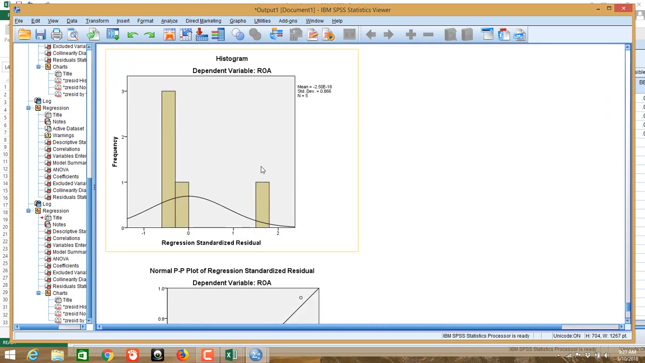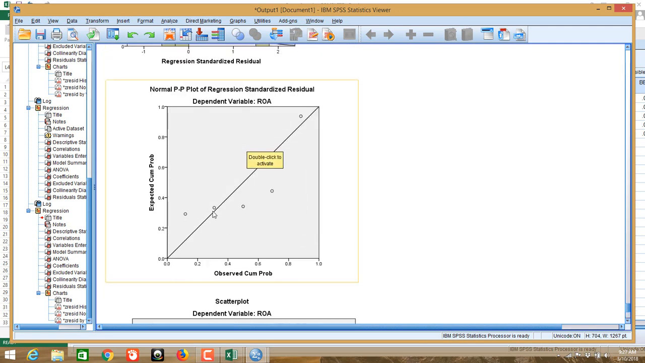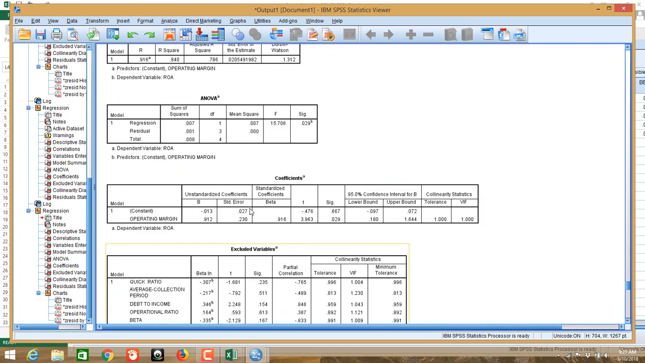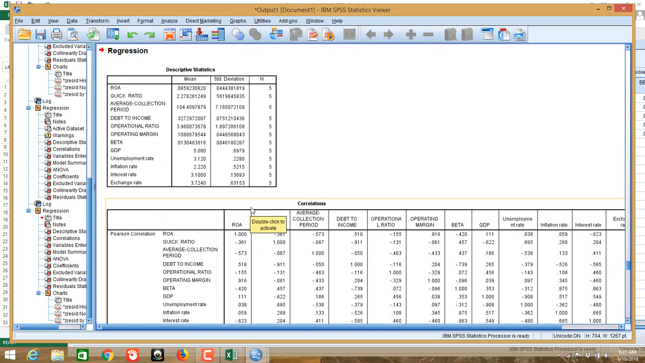But your bell curve will be a little bit funny. Why? Because there is only one variable, operating margin. And this is 5 years. Your observation is only 5 years. That's why you have 5 dots, and only one is closest to the diagonal line. So basically it tells you that you need to look at more observations to make sure your study can be generalized. You understand generalized?